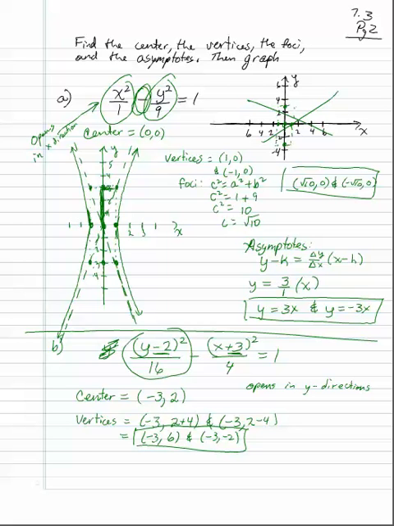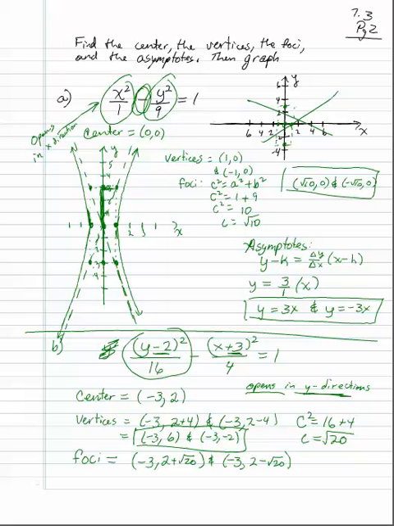And then my foci, again, some people say foci, so either one. So again, this opens in the y direction, so all the a and c is acting on the y coordinate. So c squared equals 16 plus 4, so c is square root of 20. So I get (negative 3, 2 plus square root of 20) and (negative 3, 2 minus square root of 20).